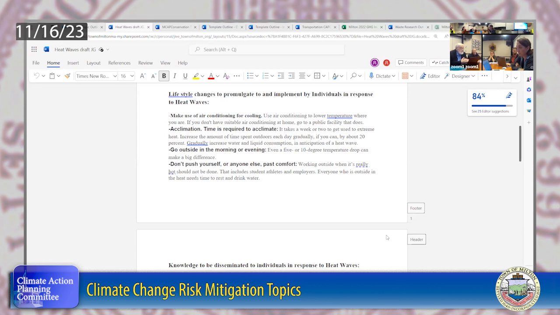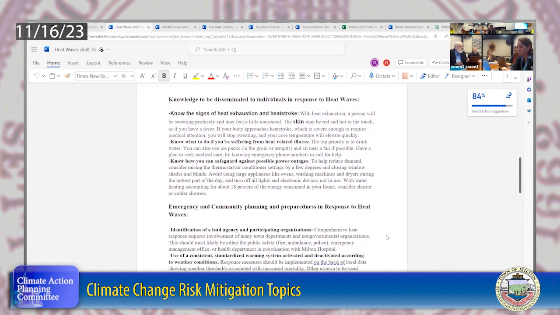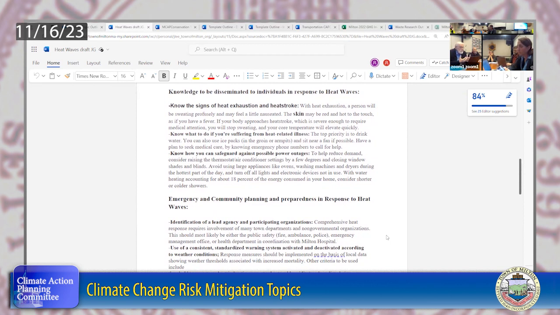Also, the idea of going outside in the morning or evening, and no one should really push themselves beyond their comfort when there's a heat wave. So I think making that information available has to be part of the plan. And then also knowledge to be disseminated to people in terms of responding to heat waves: know the signs of heat exhaustion and heat stroke, know what to do if you're suffering from heat-related illness, know what you can do to safeguard against power outages that are more likely during a heat wave because of the increased use of air conditioning. Those are all things individuals need to think about and do.